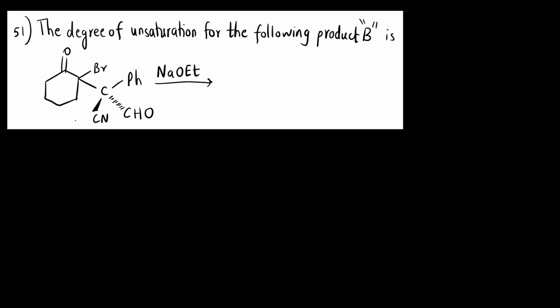Okay, first question, question number 51. The degree of unsaturation for the following product B is. Now you can see this is an organic reactant. This is the alpha carbon. This is a functional group. Carbon next to functional group is alpha carbon, alpha bromo. So this is an alpha haloketone. And in this type of molecules, which name reaction takes place? Favorsky rearrangement. It is a name reaction, that is a Favorsky rearrangement.